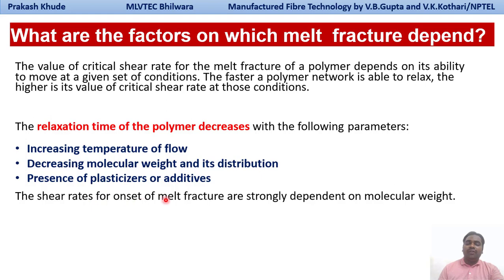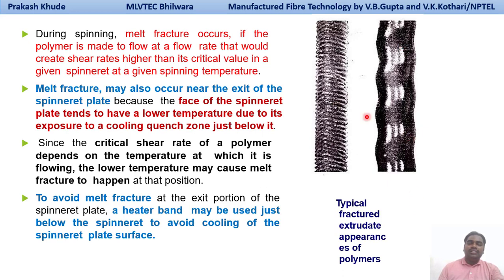The shear rate for onset of melt fracture is strongly dependent upon the molecular weight. So this is one type of extrudate fracture that appears on the polymer. We can see it in this figure. During spinning, melt fracture occurs if the polymer is made to flow at a flow rate that would create a shear rate higher than the critical value for a given spinneret at a given spinning temperature.